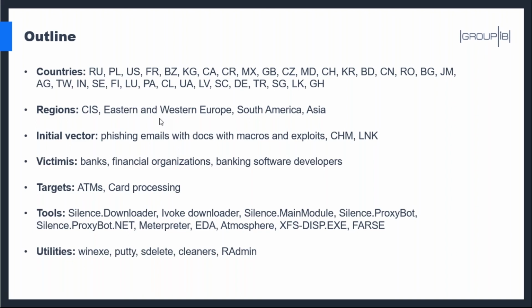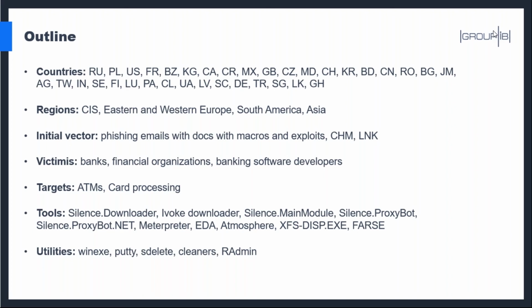The initial vector is phishing emails, spear phishing emails with office documents with macros and exploits inside, CHM files, and link files. The typical victims are banks and financial organizations. Also in Russia, we detected 2 attacks on banking software developers. Silence targets ATMs and card processing systems.